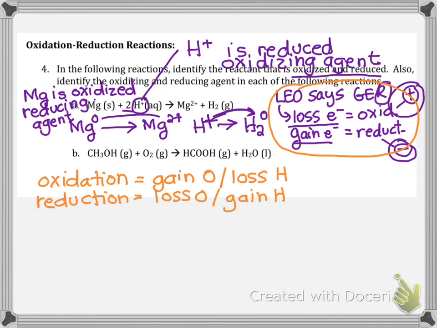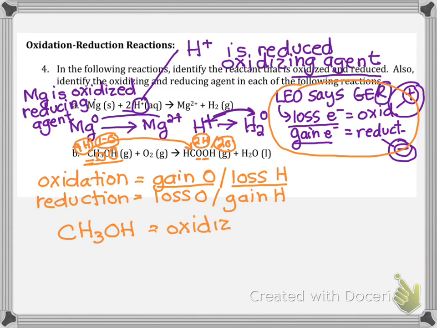So then I have to look at what these reactants are doing. Here's my carbon, and I look at what my carbon chemical did over here. Here I see it has 4 hydrogens. Over there we have 4 hydrogens and 1 oxygen, and on this side I have 2 hydrogens and 2 oxygens. So what did I do? I went from 4 hydrogens to 2, so I lost hydrogen. And I went from 1 oxygen to 2, so I gained oxygen. So that means the CH3OH was oxidized. Also, we could call it the reducing agent.